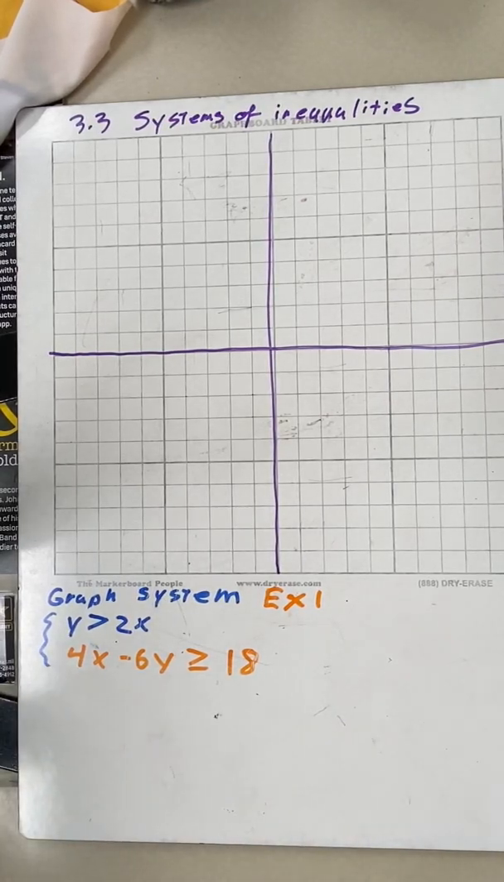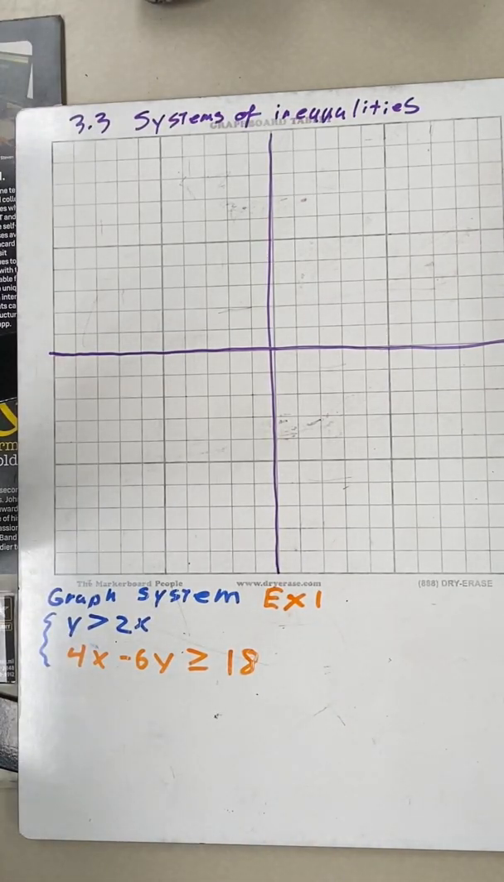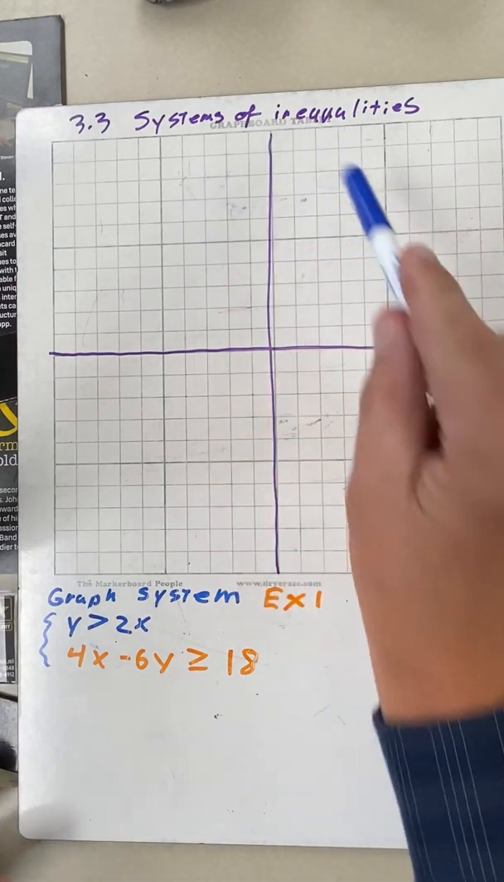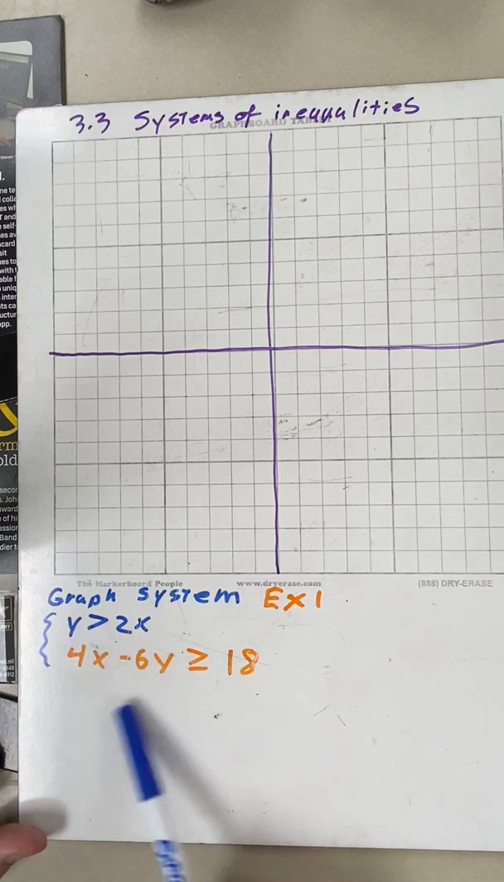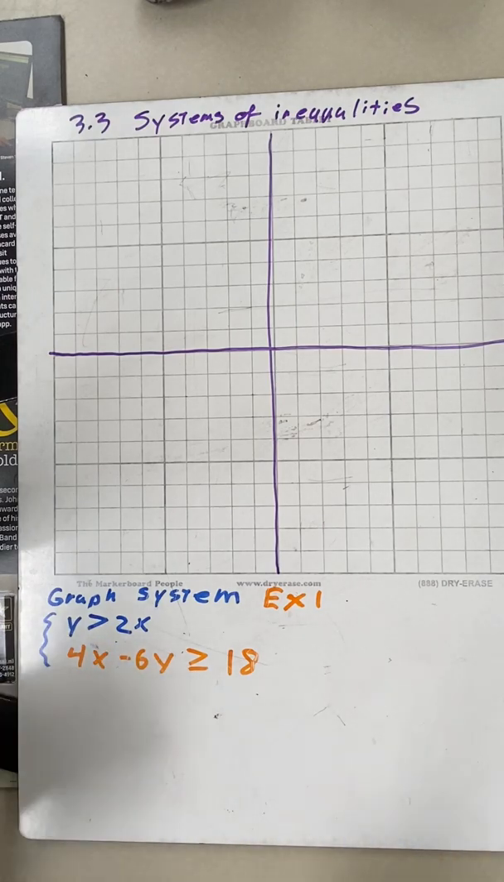All right, today in chapter 3, section 3, we're going to combine our knowledge from 3.2 to do what's called a system of inequalities. So we're going to have two or more inequalities that we're going to graph together. They're going to have solid and dotted lines like we did in 3.2, but they're both going to have shading. Our solution is going to be the area where the shading of the two lines overlaps.